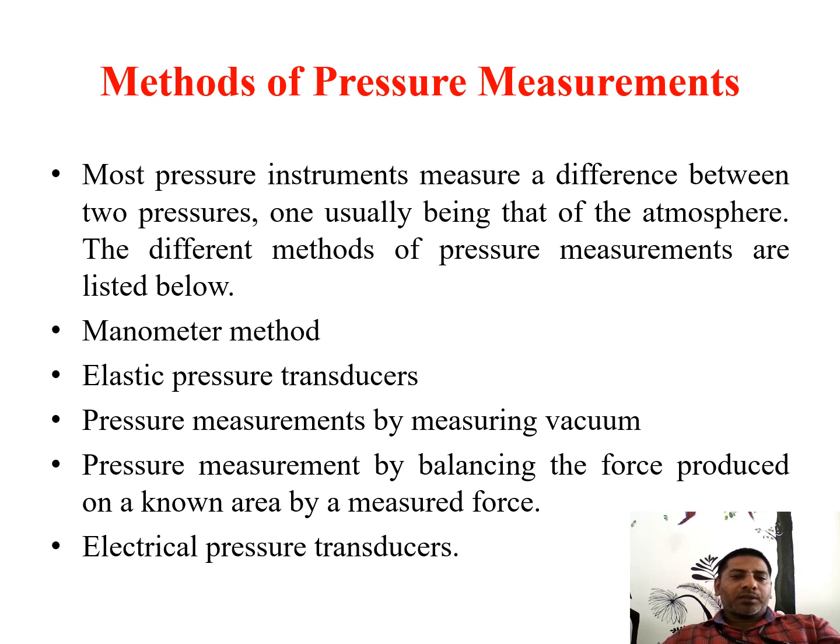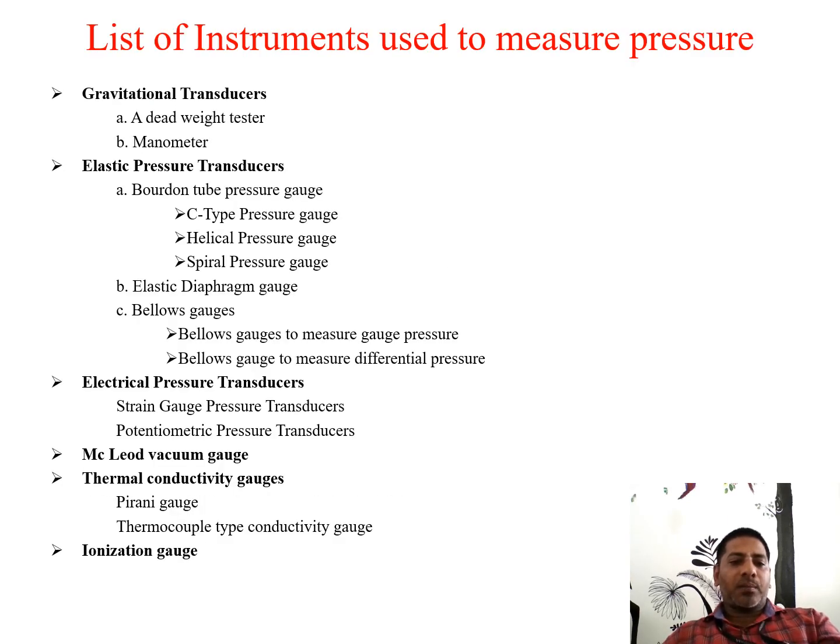Next, we see the methods of pressure measurement. Most pressure measurement is a difference between two pressures, one usually being that of the atmosphere, and the different methods of pressure measurement are listed below. Manometer method, elastic pressure transducers, pressure measurement by measuring vacuums, and pressure measurement by balancing the force produced on a known area by the measured force in the electrical pressure transducer.